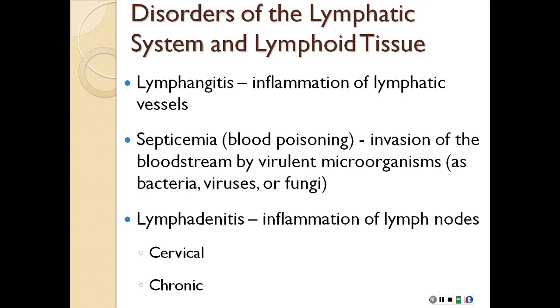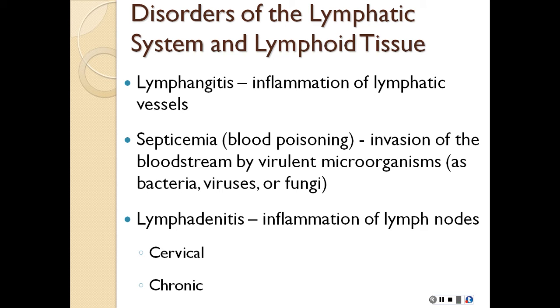Some of the disorders of the lymphatic system. So you'll just kind of know these terms when you see them. Lymphangitis, inflammation of the lymphatic vessels. Septicemia, blood poisoning. So that's invasion of the bloodstream by virulent microorganisms such as bacteria, viruses, or fungi. And then lymphadenitis, inflammation of the lymph nodes.